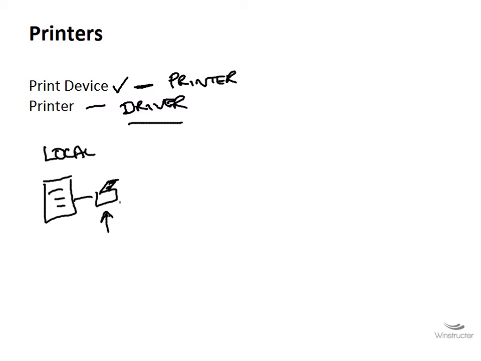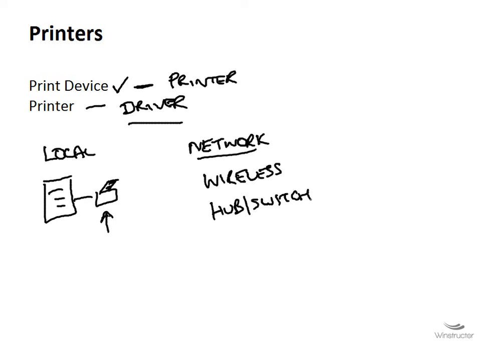Now on the other hand, we also have a network connected printer, and these printers are connected to the network itself. Now it could be connected via a wireless connection, or a printer that's directly plugged into a hub or a switch, and it will contain a print server that can communicate over the network using TCP/IP.